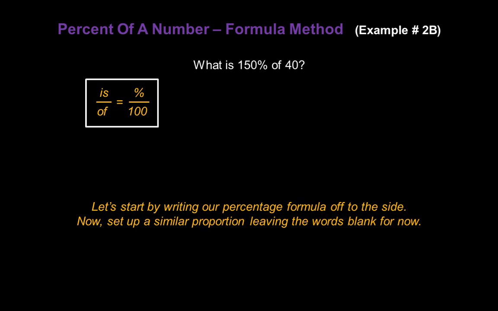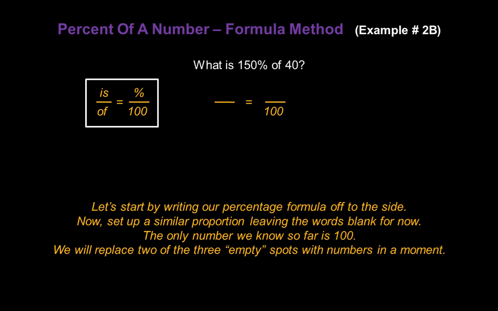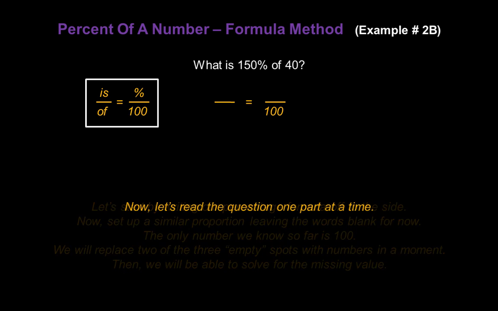Now set up a similar proportion, leaving the words blank for now. Two ratios equal to each other. Don't forget, we're going to have 100 in the denominator of the second ratio. It's the only number we know so far. We're going to replace two of the three empty spots with numbers in just a moment. Then we'll be able to solve for the missing value by cross-multiplying.